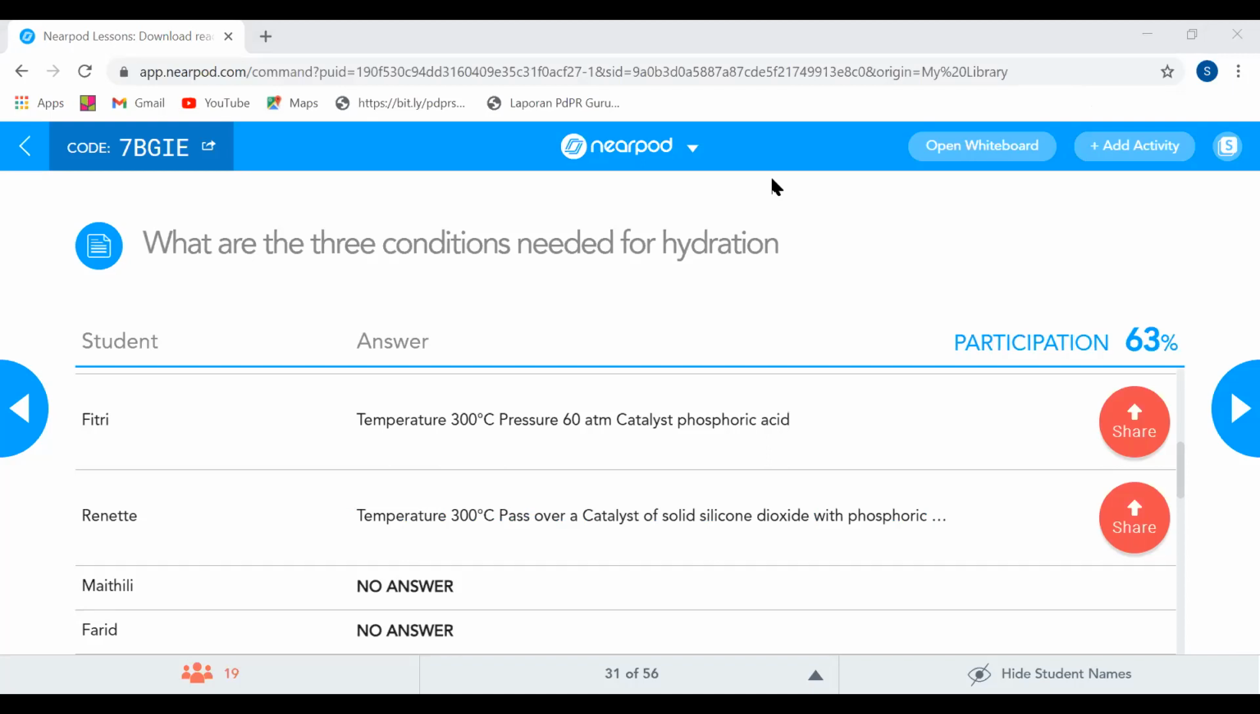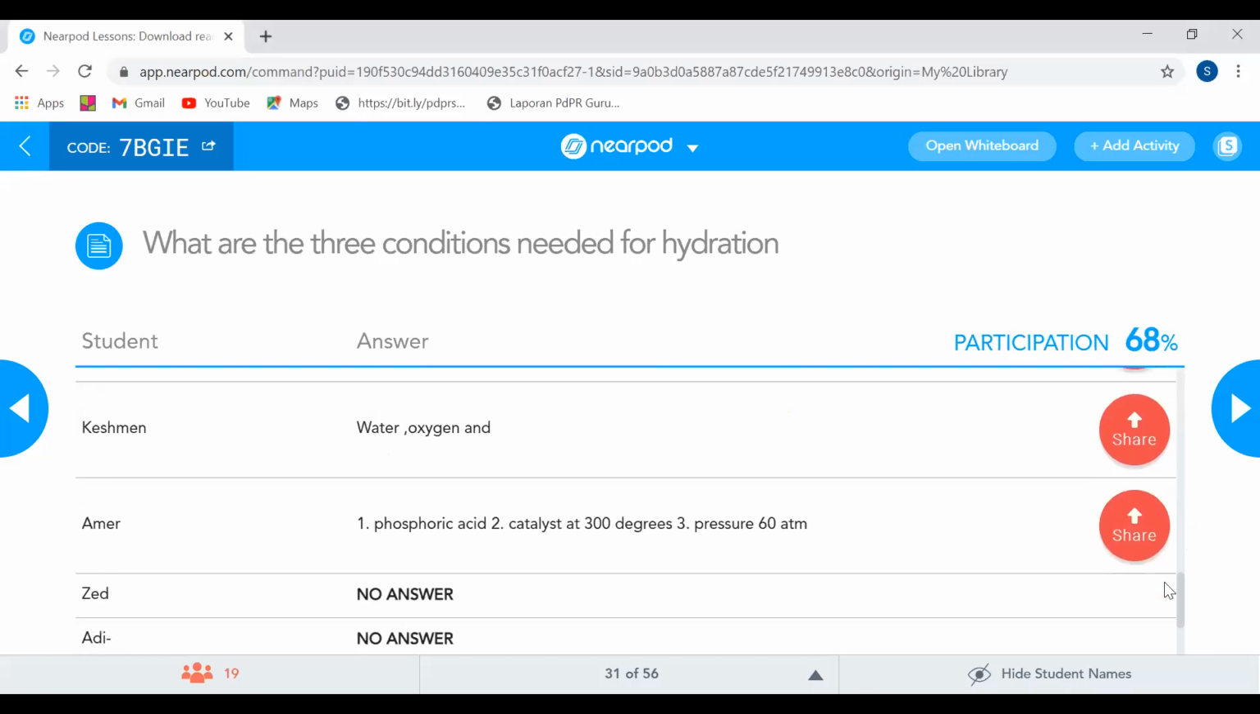So for your level, you don't learn all this silicon dioxide. There's no such thing as silicon dioxide here. We only use 300 degrees Celsius. Look at Fitri's answer. 60 atmospheric pressure, phosphoric acid. So anytime I ask you about hydration, I only want these three conditions, nothing else. Then I can ask you, the water, is it normal water or steam water? What must you answer me? Steam. Okay, steam answer, correct. These are things that you must know.